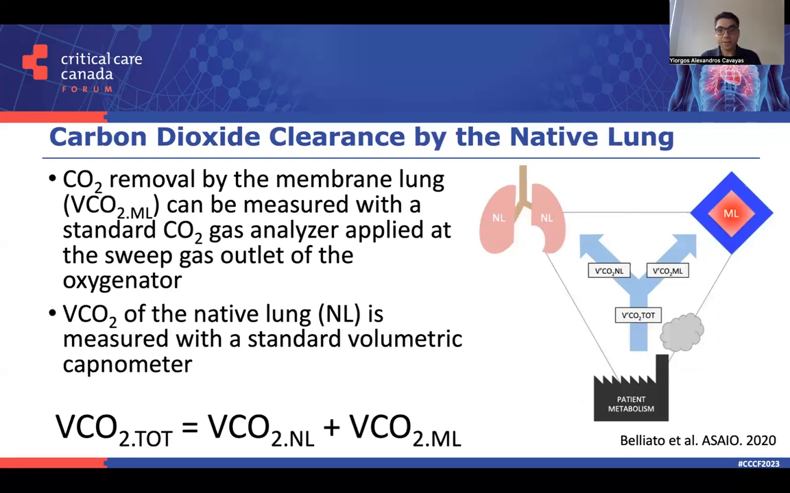Carbon dioxide clearance by the native lung can also be used to track improvement. CO2 removal by the membrane lung can be measured with a standard CO2 gas analyzer applied at the sweep gas outlet of the oxygenator. VCO2 of the native lung is measured with a standard volumetric capnometer. And the total VCO2 can be calculated by summing up the VCO2 of the native lung with the VCO2 of the membrane lung.